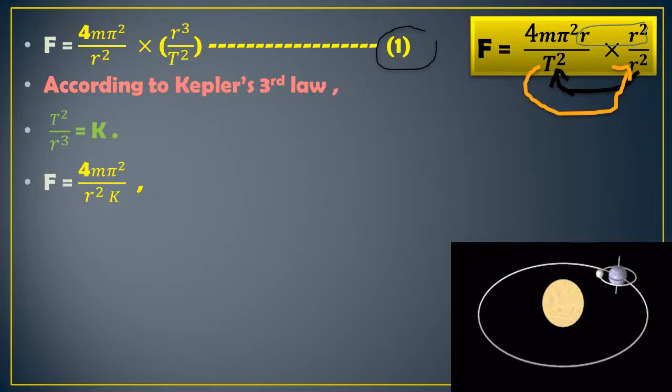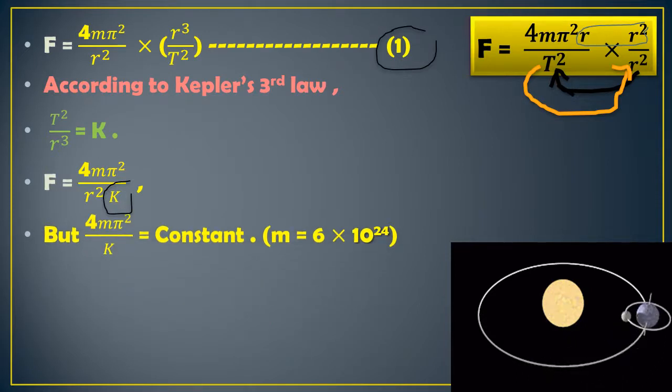So this equation number 1, that is F = 4m pi square upon r square. Just r cube upon T square, here we are writing as k. So it will be 1 upon k. Just we have to write instead of T square upon r cube is equal to k. So this will become a new equation.